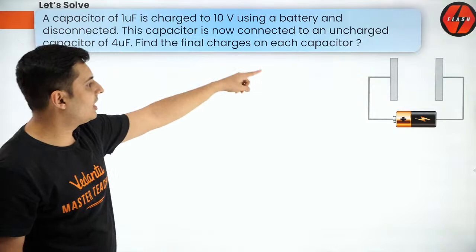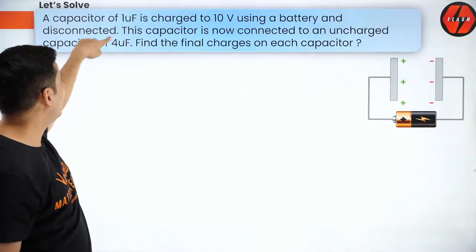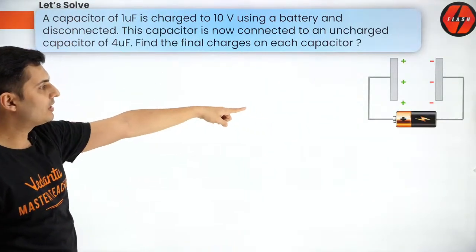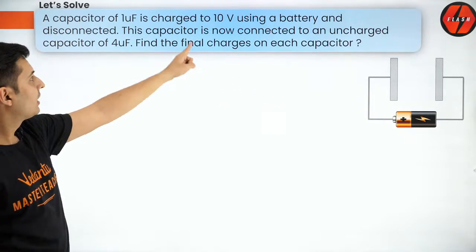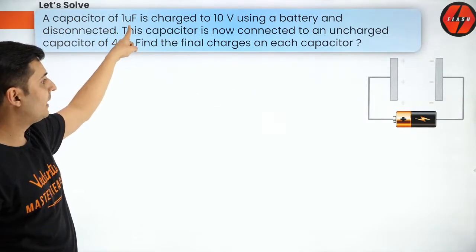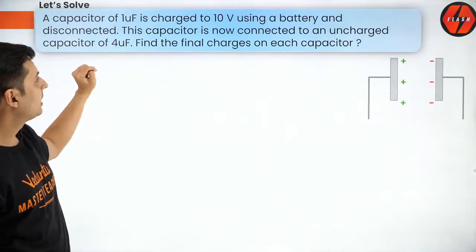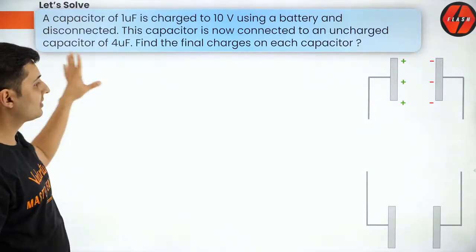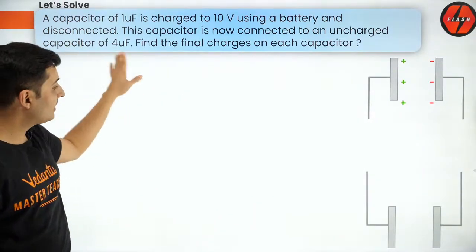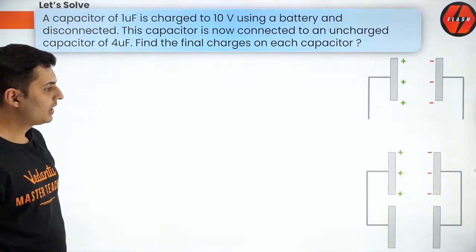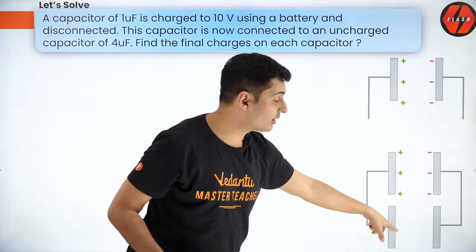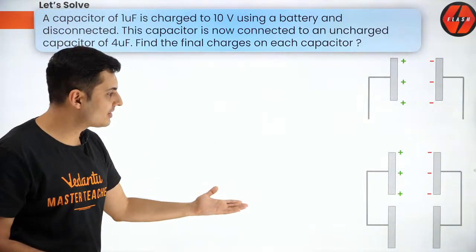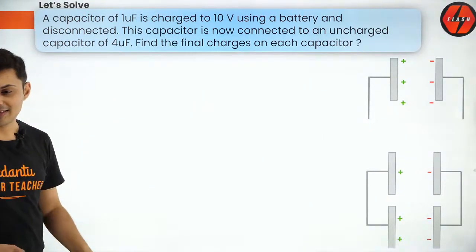A capacitor is charged till 10 volts using a battery, and then you disconnect that battery. So initially what is happening? You charge a capacitor to 10 volts. The capacitance is 1 microfarad, and then you disconnect that battery, and now this capacitor is connected to another capacitor which is not charged, and the capacitance is 4 microfarad. Now when you connect this capacitor to another uncharged capacitor, the charges are going to flow. The question is, what are the new charges on each capacitor?